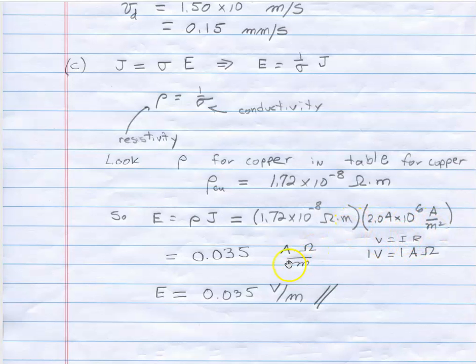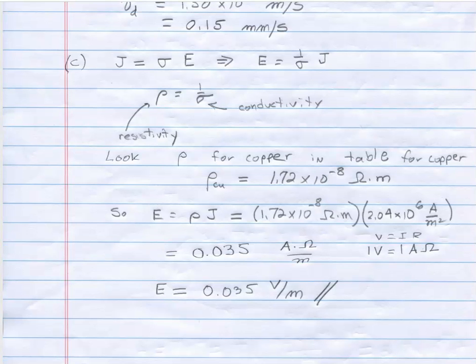One of the meters cancels, so on top I'll get an ohm meter, an amp times an ohm. But remember, V equals IR, so 1 volt is current in amps, resistance in ohms, so an amp times an ohm is a volt. And so the electric field, in this case 0.035 volts per meter, exists in the wire that causes the electrons to move at this very slow rate of the drift velocity, that produces really a pretty reasonable current of almost, well, a little under 2, 1.67 amperes.